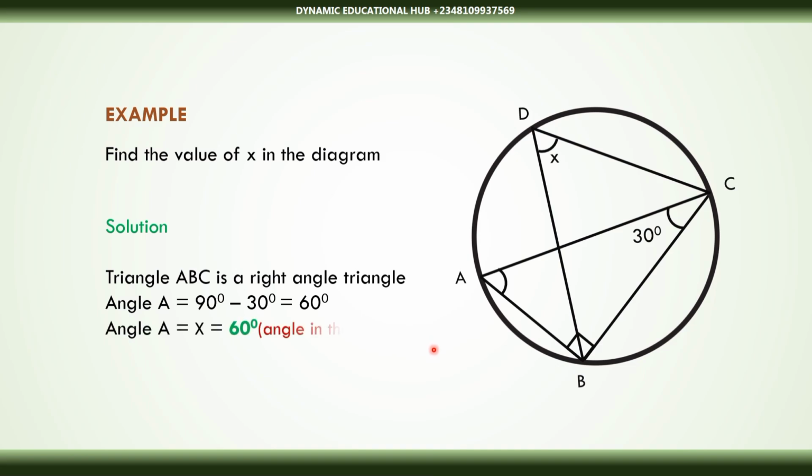Now from our theorem, we're supposed to know that angle A, this angle, will be the same as this x. Why? Angles in the same segment. This chord divides this circle into two segments. Now the two ends form two angles, angle here and angle here. So the angles will be the same. So x is equal to 60 degrees.